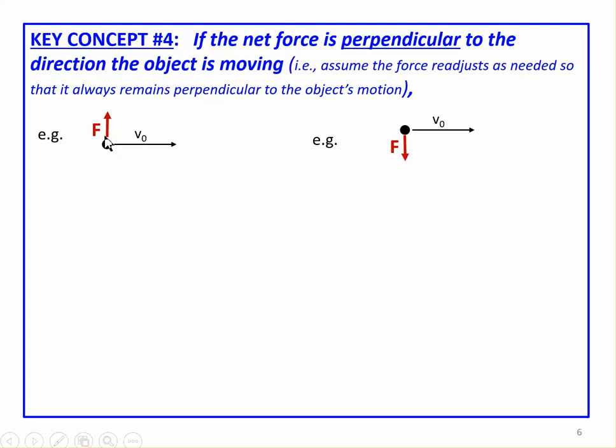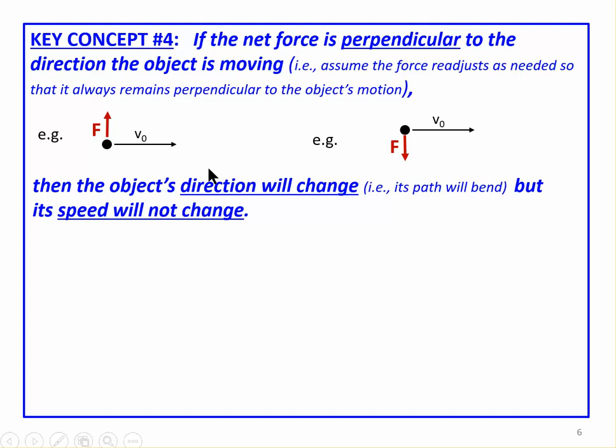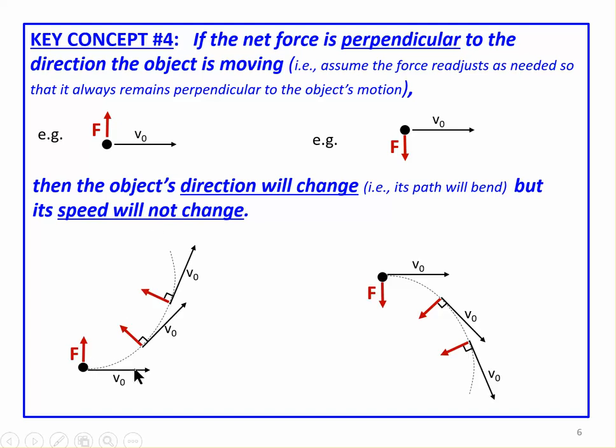What I want you to imagine is that we always readjust the direction of the force so that it always remains perpendicular to the object's motion. Okay? So if we do that, then the object's direction is going to change, but its speed will remain constant. It will not change. So perpendicular forces alter the direction of the particle, but they don't affect how fast it's moving. So in this first example, when we had a particle initially moving to the right, but there was a perpendicular force to it, that perpendicular force will cause the path to bend. The particle's still going to be moving at the same speed as before, but it's going along a curved path.